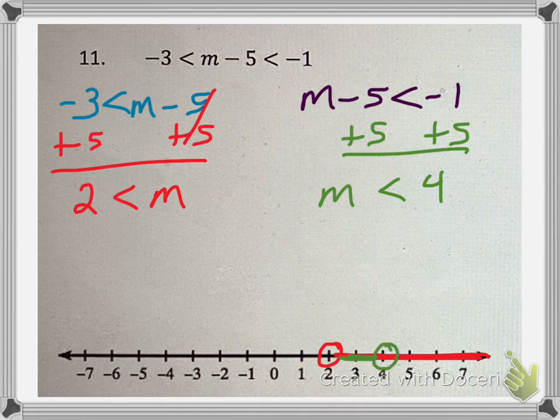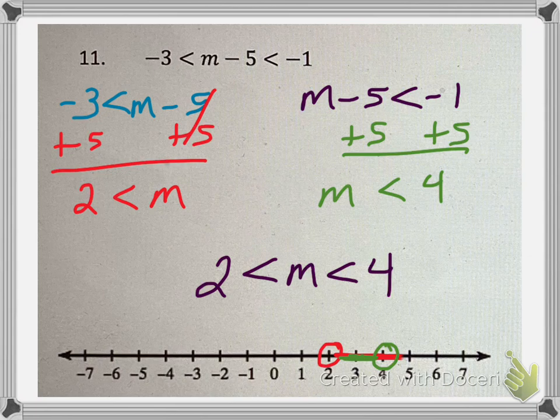And there we are. I can go back, and I can erase all of this stuff here. Boom. There's my inequality. Okay? And notice the m's are in the middle, right? So I could technically do this. 2 is less than m, which is less than 4. Okay?